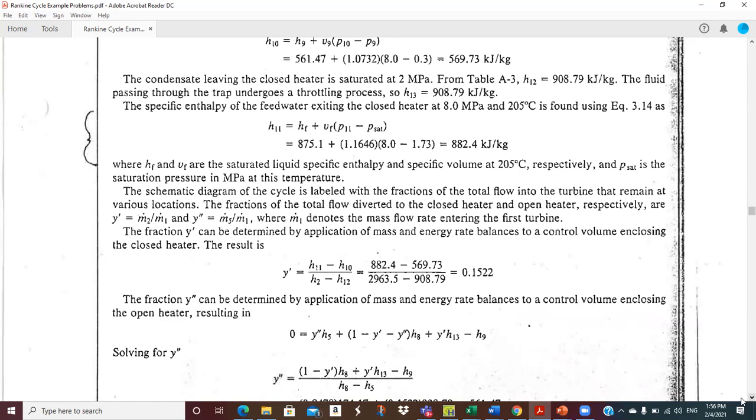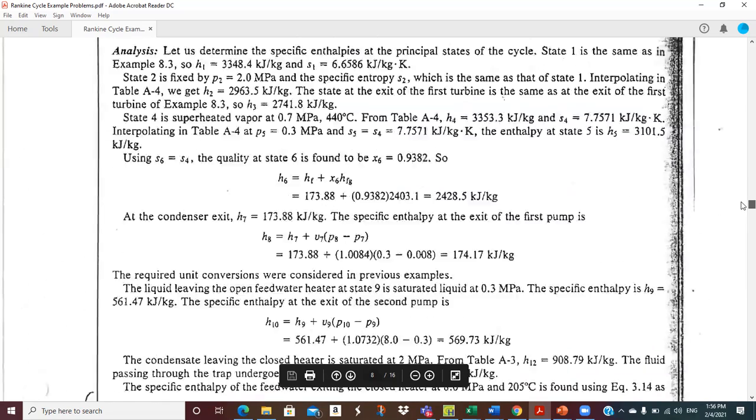And then you just go to the high pressure heater and do the energy balance. So you can see, we'll talk through that equation. Let's go up to the picture.